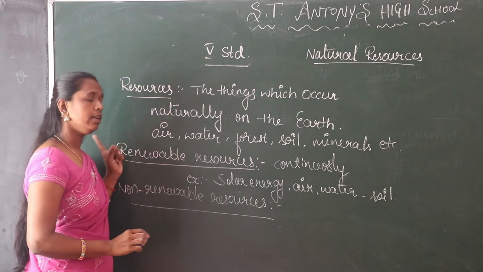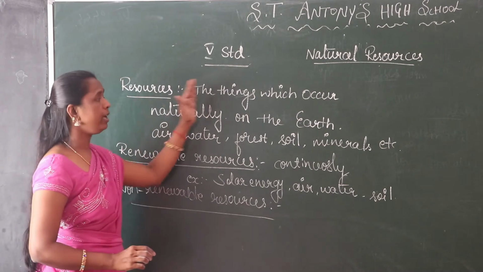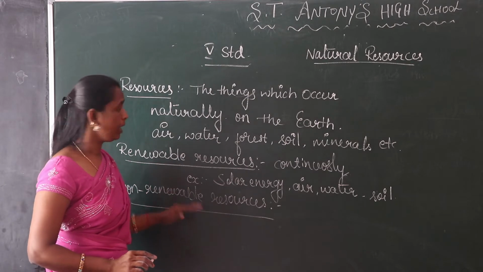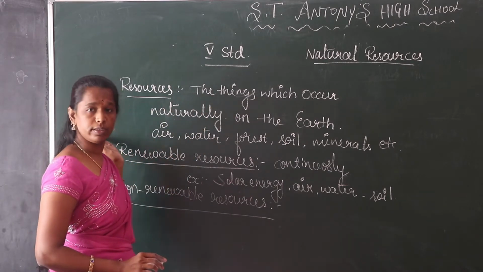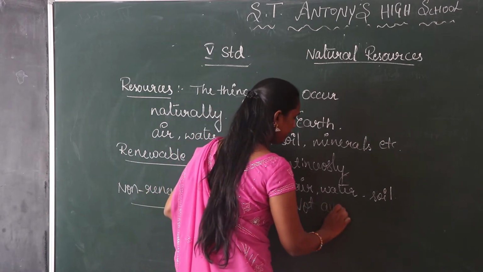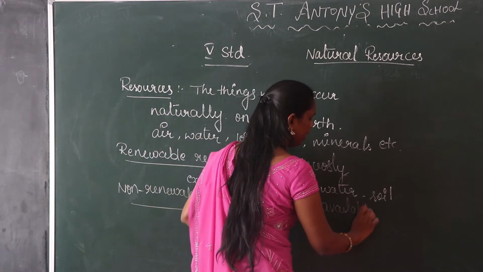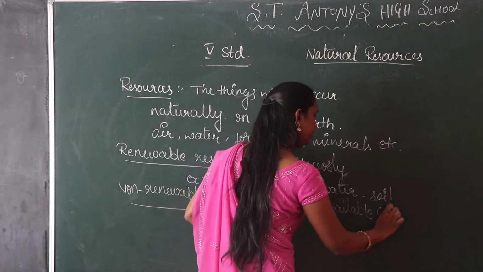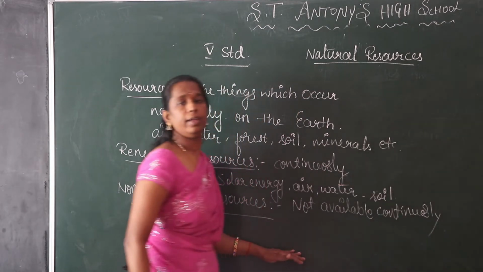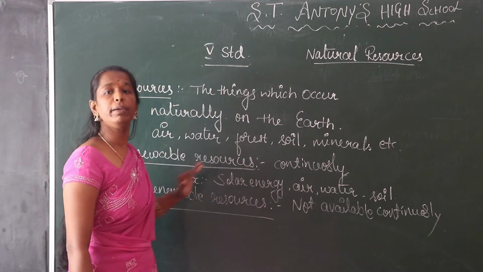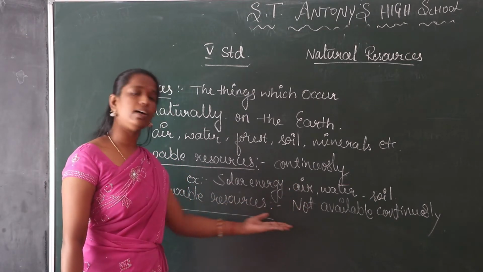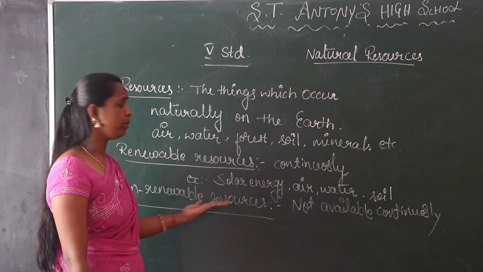Non-renewable resources. The naturally occurring resources are not available continuously over a lifetime. It cannot be available continuously due to the usage of the resources.